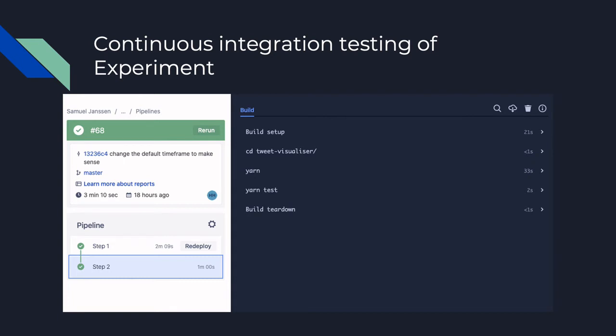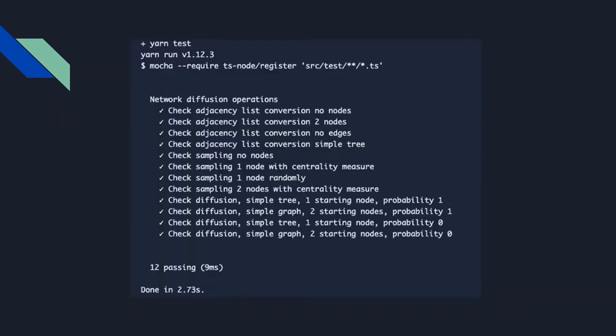We ran step 2 of the pipeline, which just set up our environment and ran yarn tests. An example of what was run by yarn test is the unit tests for our network diffusion operations, which consider lots of different edge cases for the algorithms, mostly based on BFS style operations. The main things are disconnected nodes, no edges, and simple trees, making sure everything runs correctly.